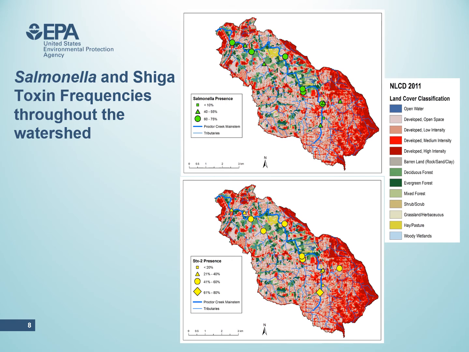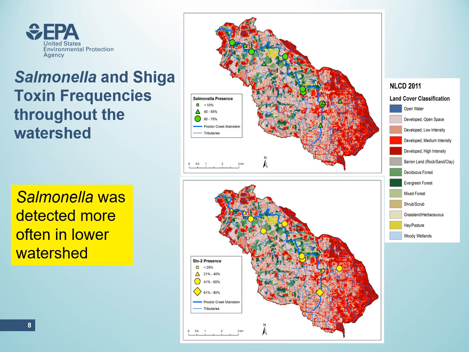So for the Salmonella, you can actually see that it was detected more often in the lower watershed, in the lower sites, which are the ones closer to the pour point of the watershed, as Proctor Creek is meeting the Chattahoochee River. However, the Stx-2 was widespread all across the watershed, and it had higher concentrations both at the upper and lower sites.